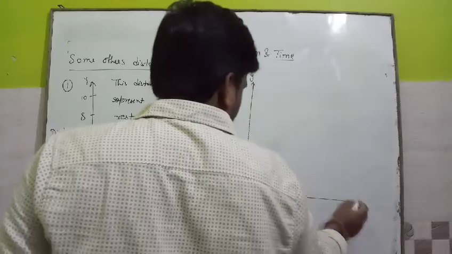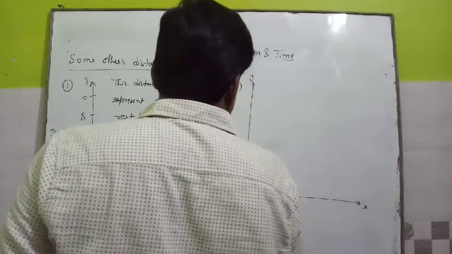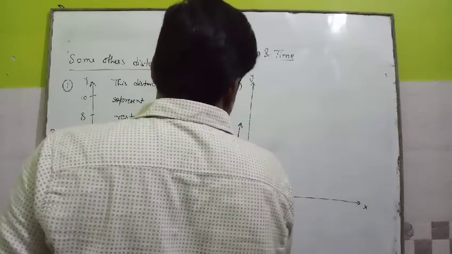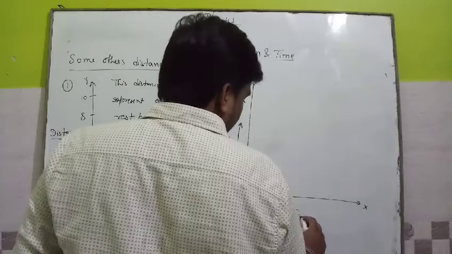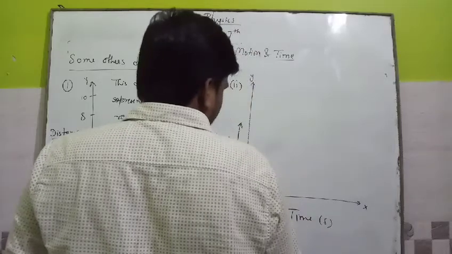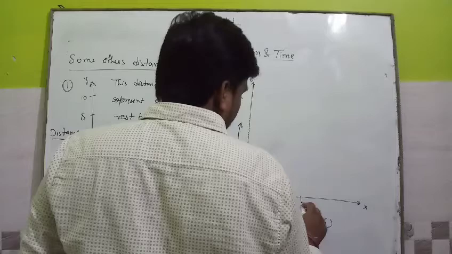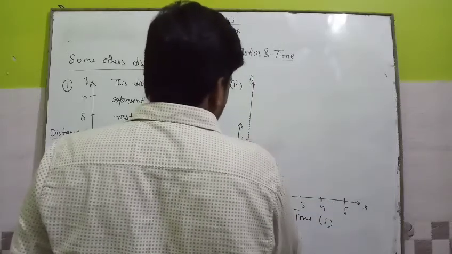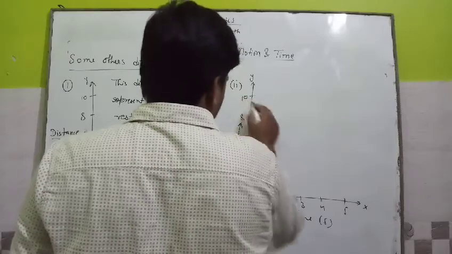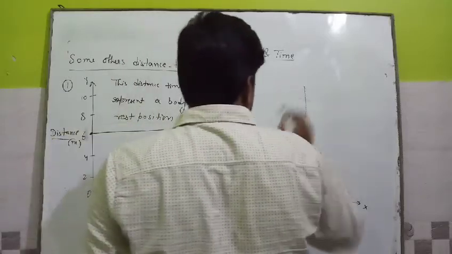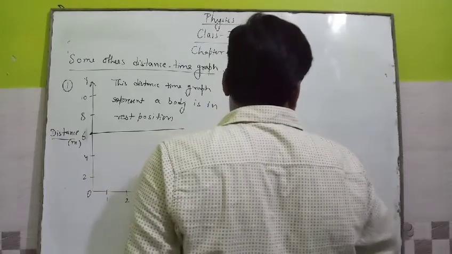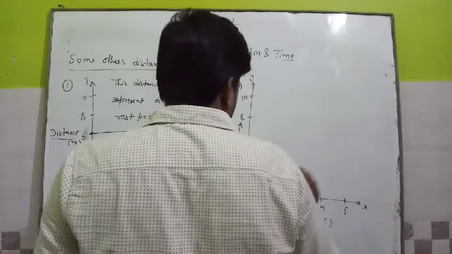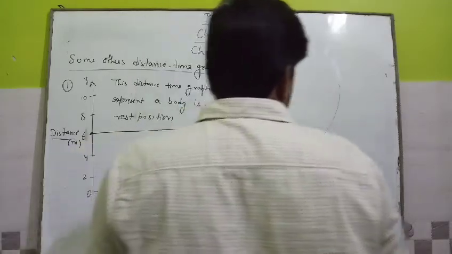This is the y-axis, this is the x-axis, this is 0. Again this represents distance in meters and time in seconds. Again we are taking 1, 2, 3, 4 and 5, and 2, 4, 6, 8, 10. And this graph goes like this.